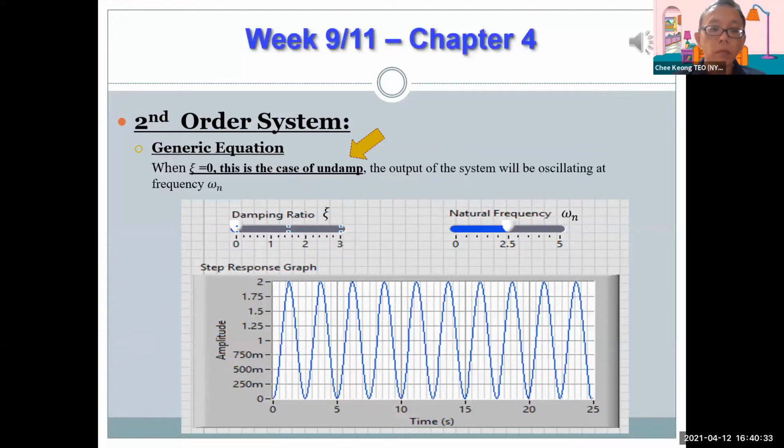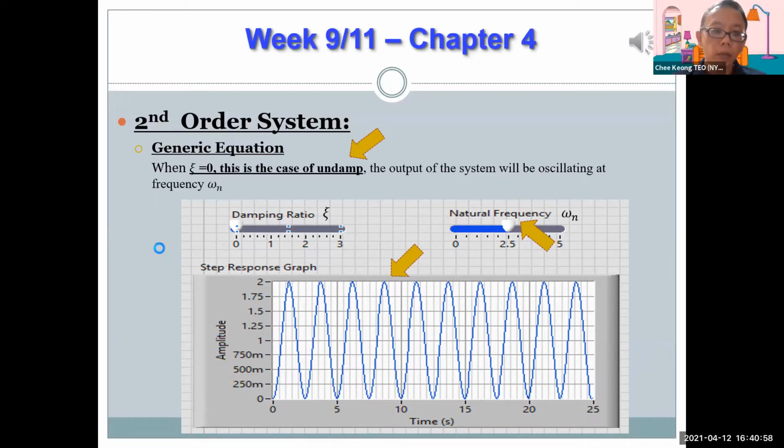Let's try to understand what is omega n and what is zeta. You can view zeta as the brake to oscillation. When zeta is 0, there is no brake to oscillation, hence the whole system will oscillate at its natural frequency. For this case, we set omega n at 2.5.